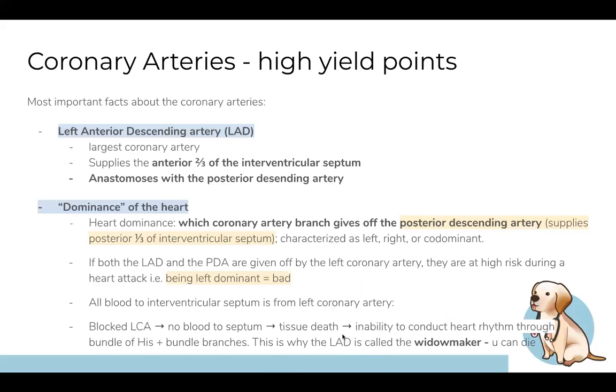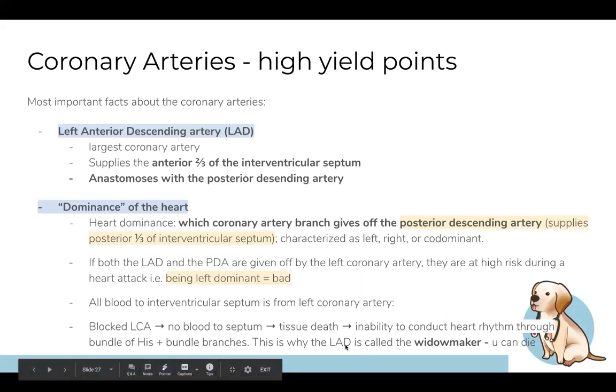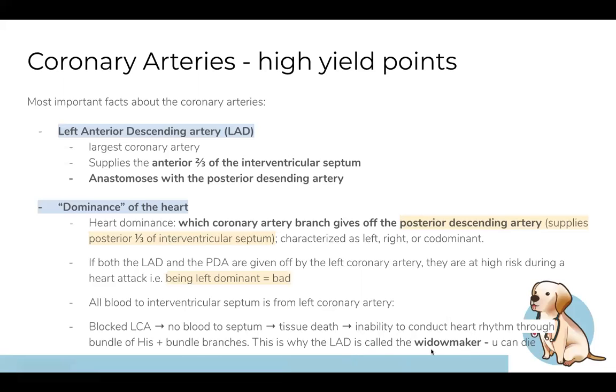This is why the LAD is sometimes called the widowmaker, because you can die. But if you're right dominant, on the other hand, you've lost 2/3 of your septum. That is quite bad, but at least you have 1/3 of it that is untouched. I don't know if it's the LAD that's called a widowmaker or being left dominant, but if you get an occlusion of your LAD, it can be called the widowmaker branch, which is a little bit bleak, but yes, dominance of the heart, extremely important.